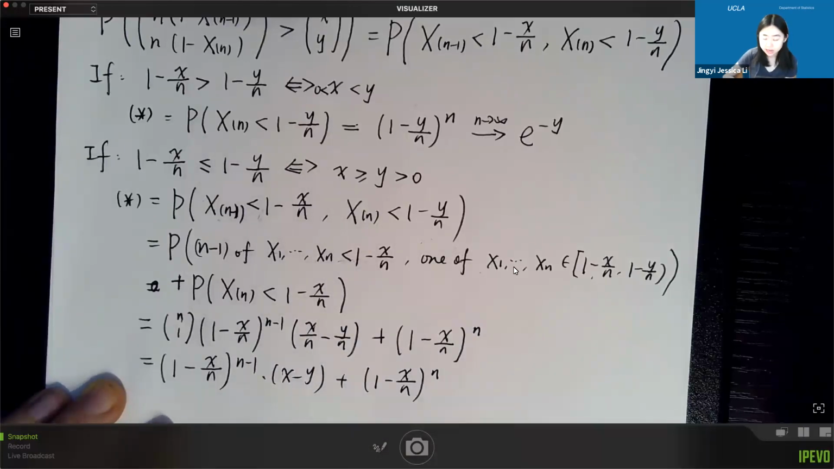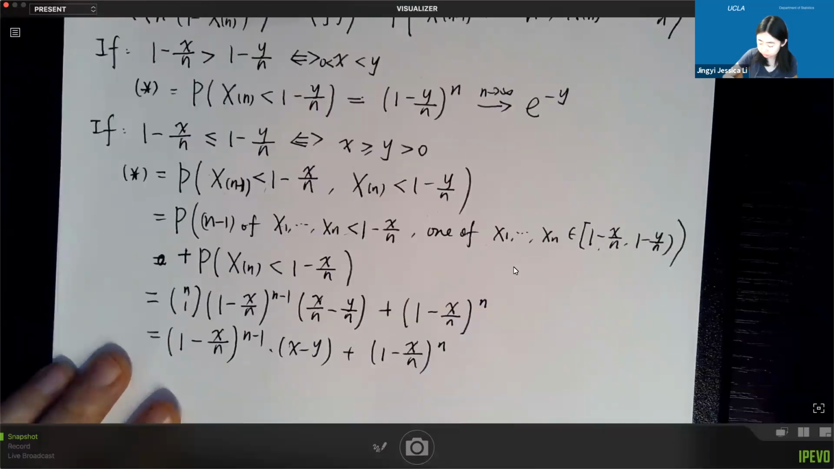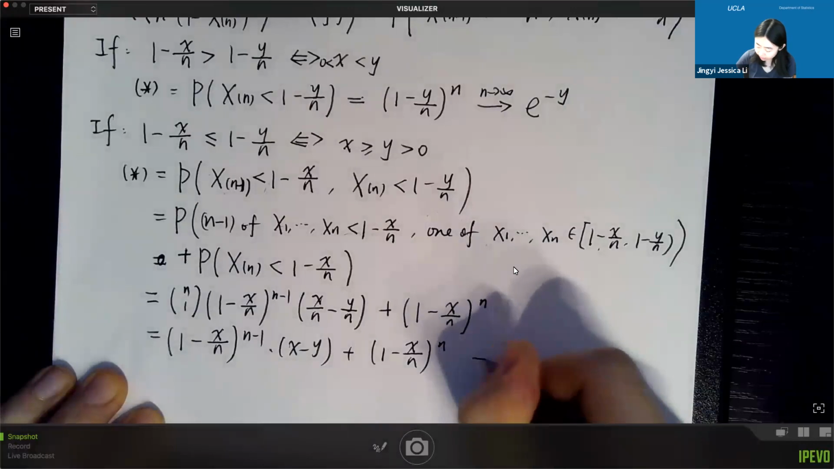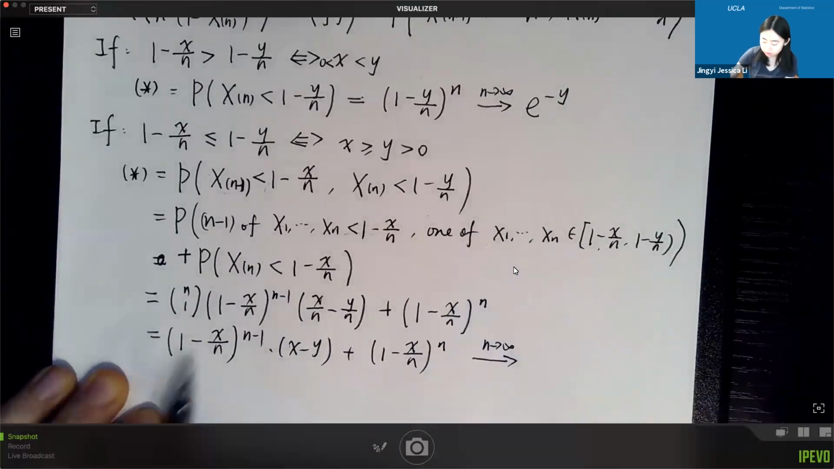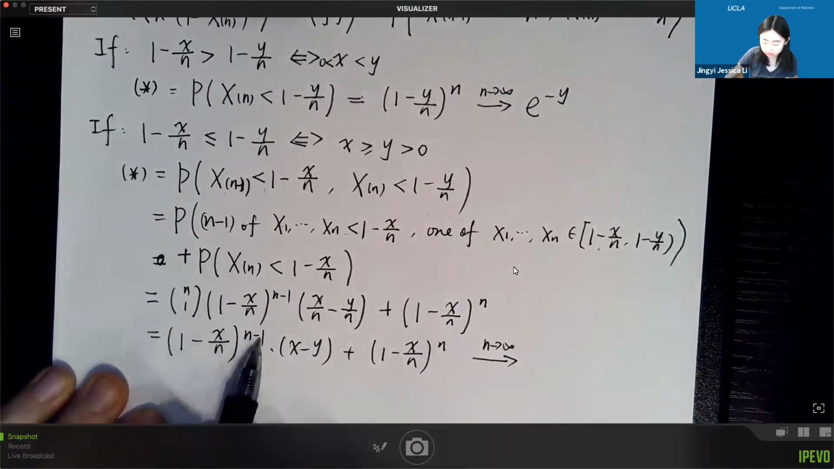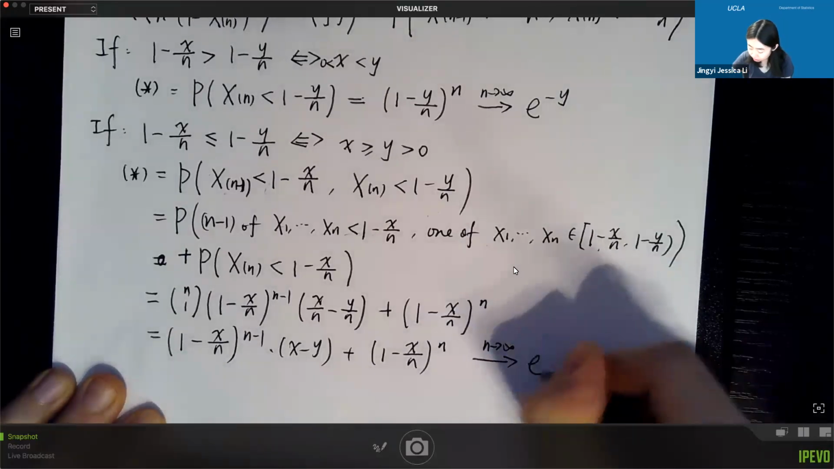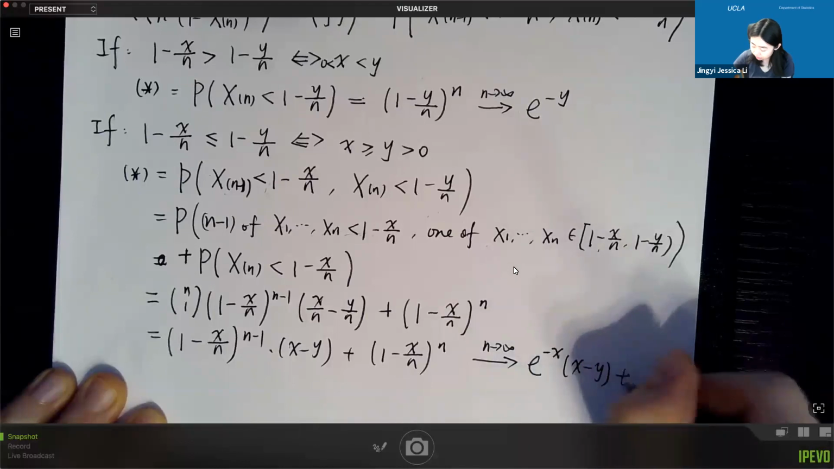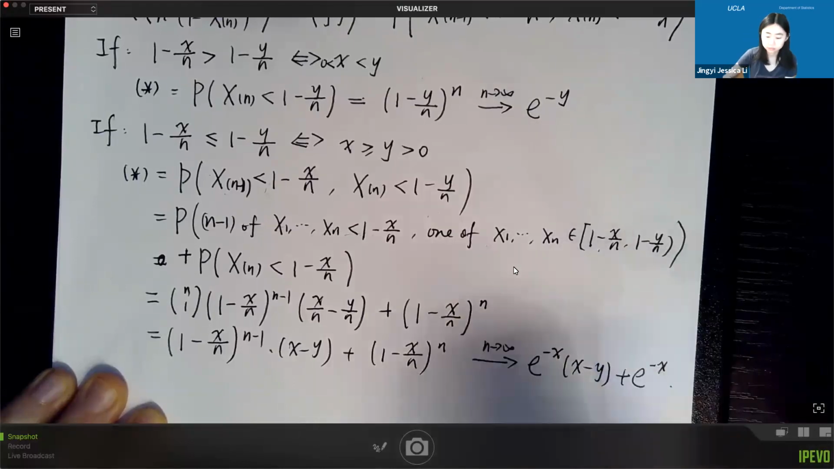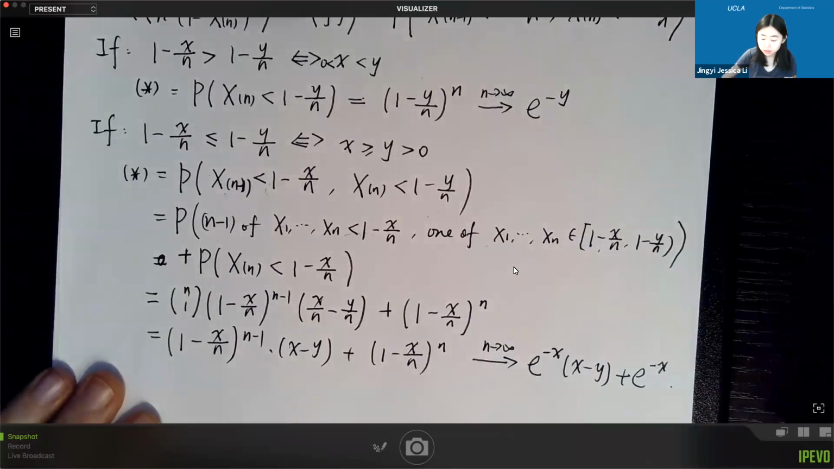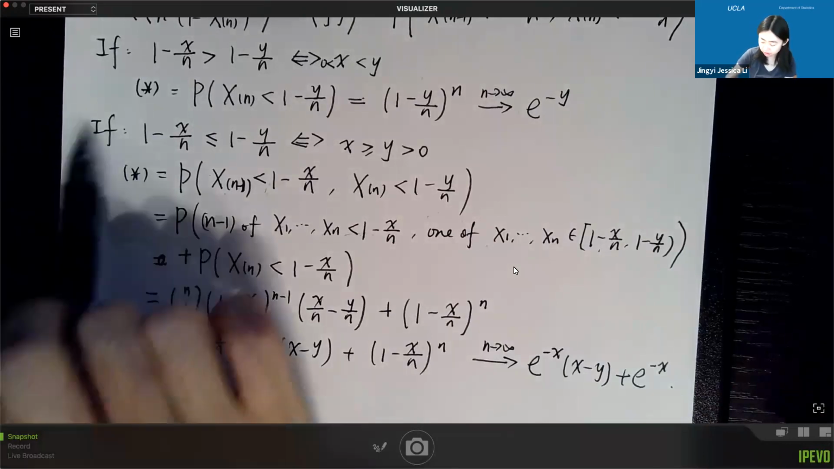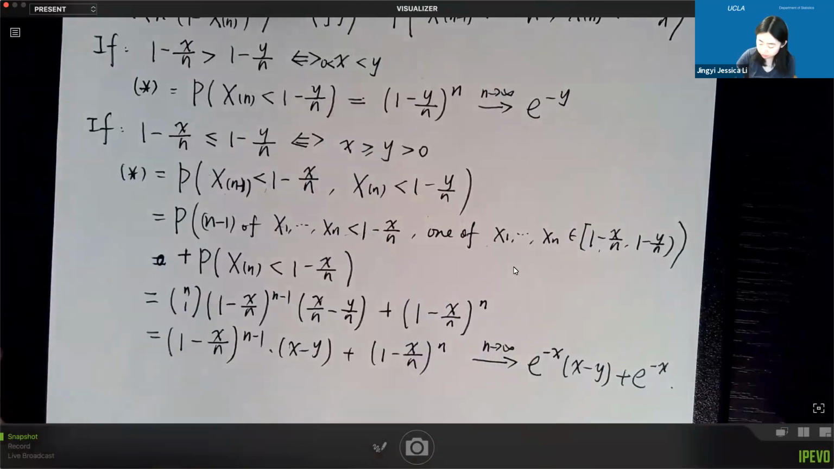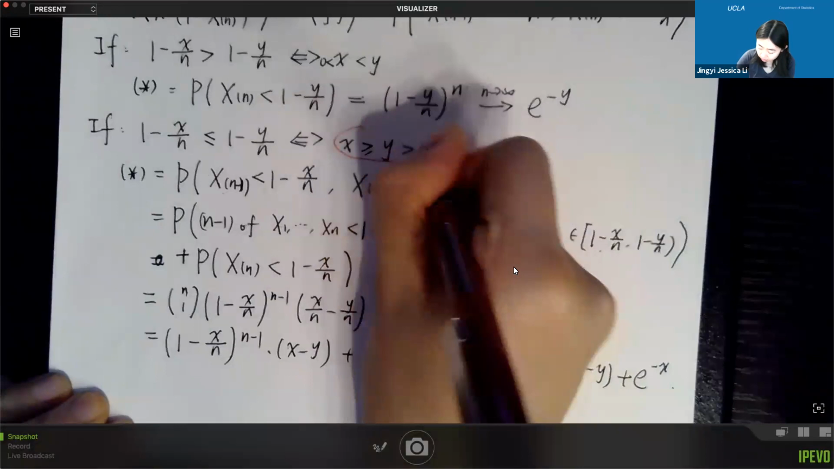Now I'm going to let n go to infinity and see what the limit is. Letting n go to infinity, this minus 1 can be ignored because n and n minus 1 are on the same order. The first term gives me exponential to the power negative x times x minus y, and the second term is exponential to the negative x. So that's the limit for this case, when x is greater than or equal to y. So we are basically discussing those two cases.